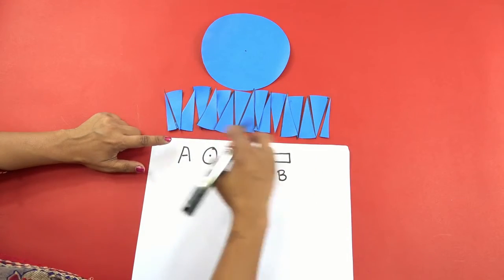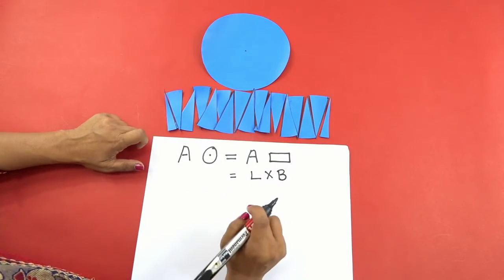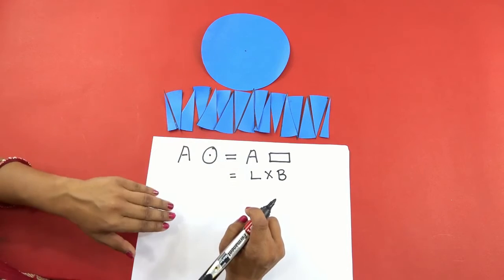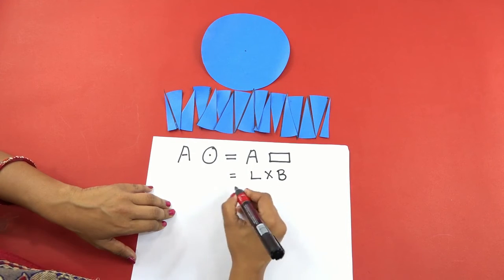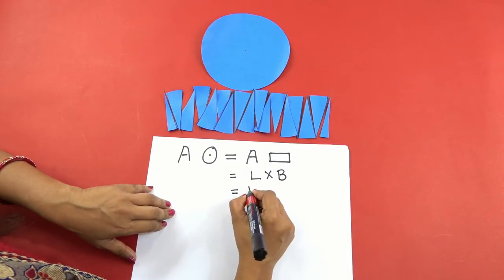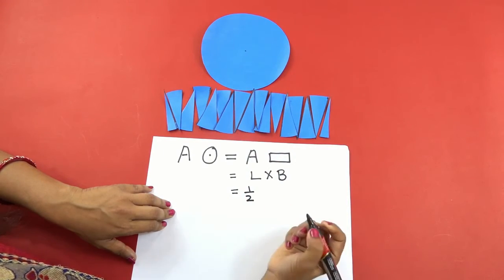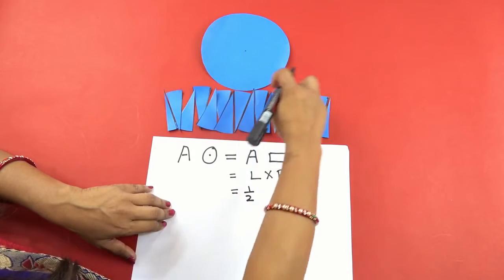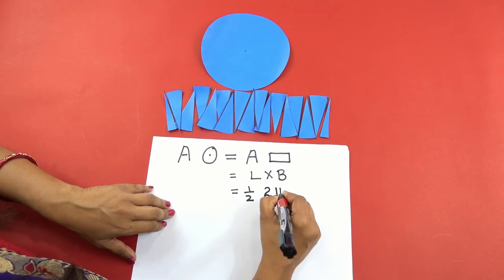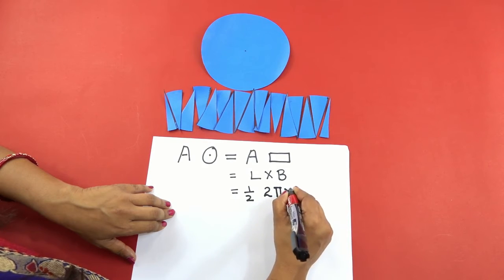But it is not the whole circumference. Half of the circumference is on this side and half is on this side. So the length of this rectangle is made up of half of the circumference of this circle. Now, the circumference is given by the formula 2 pi r.